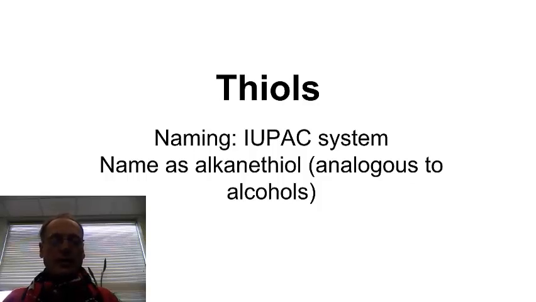How do we name thiols in the IUPAC system? Well, basically the same way you name alcohols, except we're going to put in this little THI in there. Instead of an alcohol, it's going to be a thiol. So we'll find the longest chain, number from the end closest to the SH group, and then name it as an alkane thiol, like ethane thiol, methane thiol, to butane thiol, and so on.